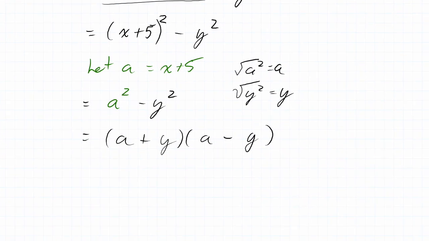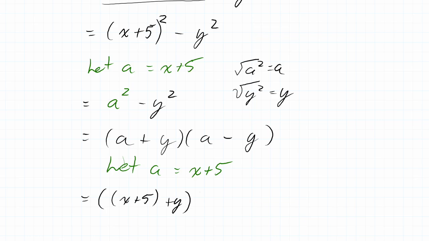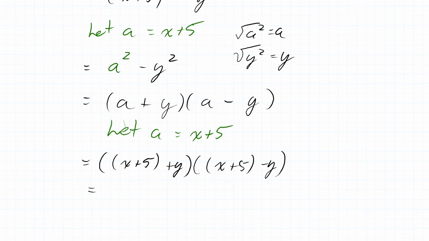The only problem is there wasn't an a in my original question. So I got to reuse that let statement. Let a equal x plus 5 once again, to show my reader that I'm plugging it back in. So now in my bracket, I get x plus 5 plus y, and we get x plus 5 minus y. I'm going to collect like terms, which there aren't any, so I'm actually just going to rewrite it in an order. I'm just going to go x plus y plus 5, and this becomes x minus y plus 5.